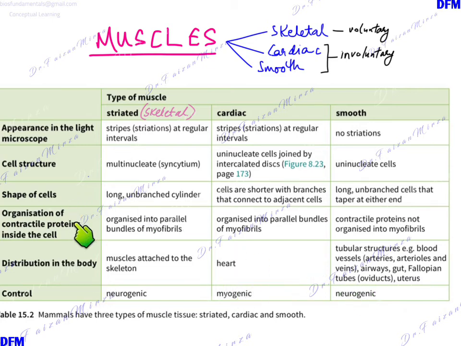Already discussed. Now, the feature that needs to be discussed here is myofibrils. So, myofibrils are the contractile proteins which are present inside the muscle. Now, how are those contractile proteins present? The organization of the contractile proteins in the muscle, these contractile proteins are the proteins that allow the muscle to contract. So, for the skeletal muscle, the contractile proteins are arranged into parallel bundles, and these parallel bundles of contractile proteins are called myofibrils.